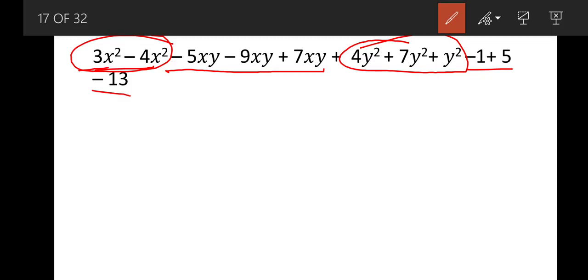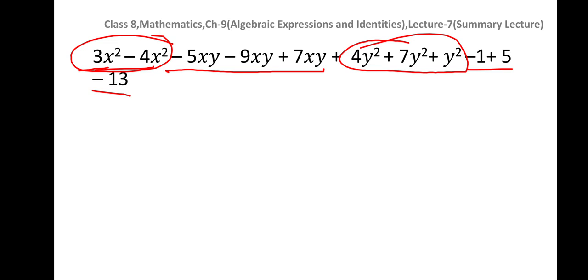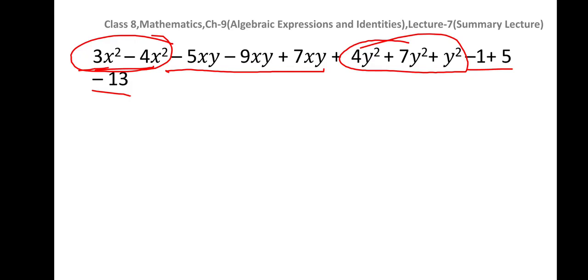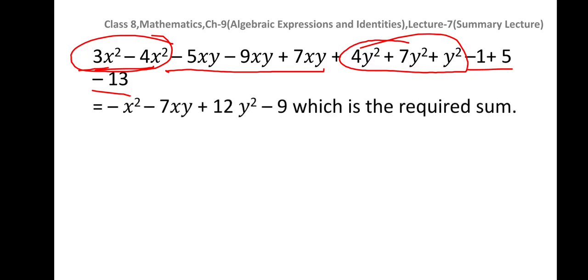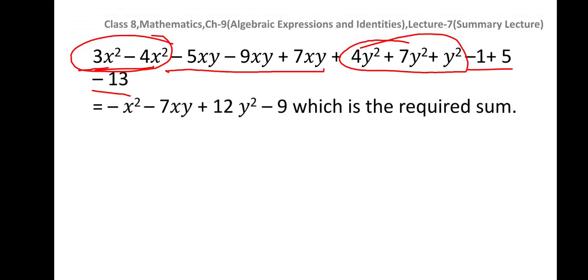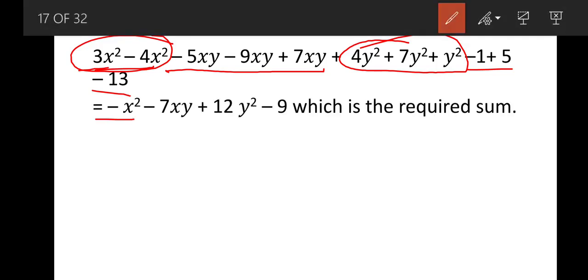Now their literal coefficients, that is x square in the first term, will remain same, and the numerical coefficients will be solved. Like 3 minus 4 will give you minus 1. As I told you, whenever no numerical coefficient is written, we are considering it as 1x, as I told you in the previous slide. So 3 minus 4 gives you minus 1. So I have written minus 1x square. Minus x square.